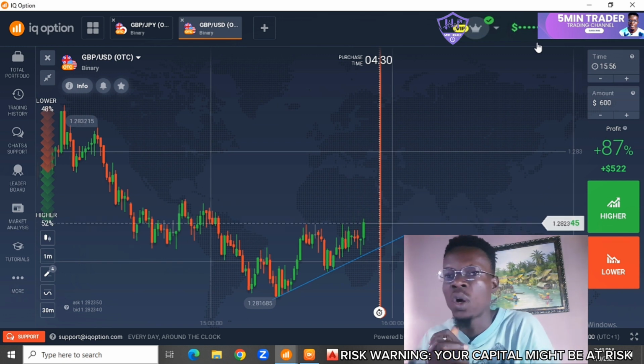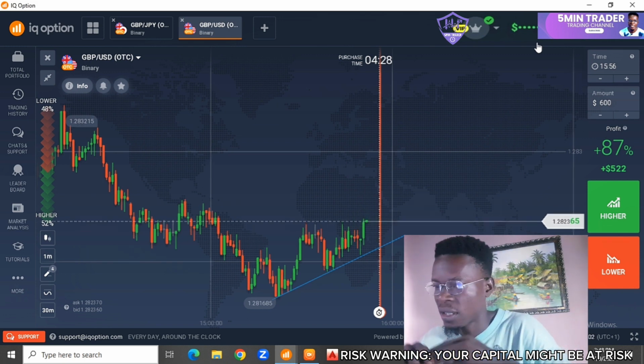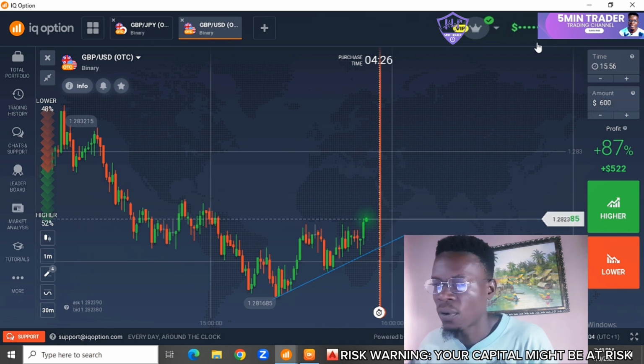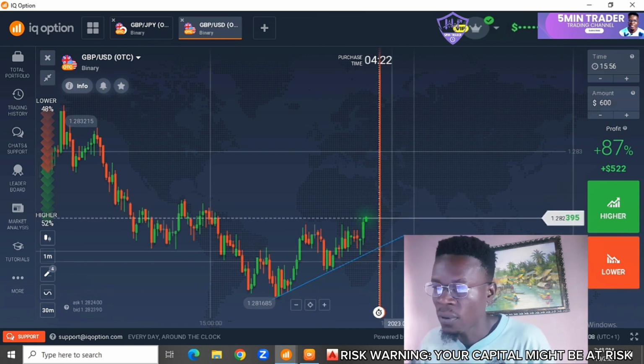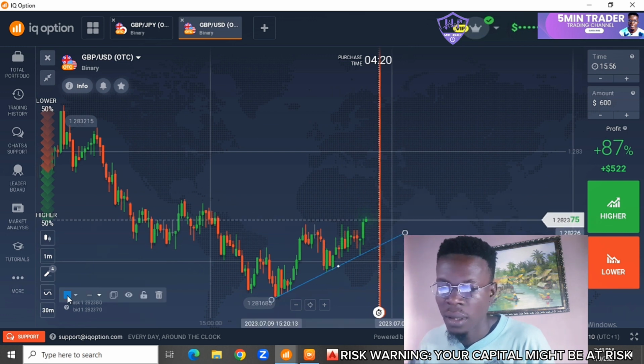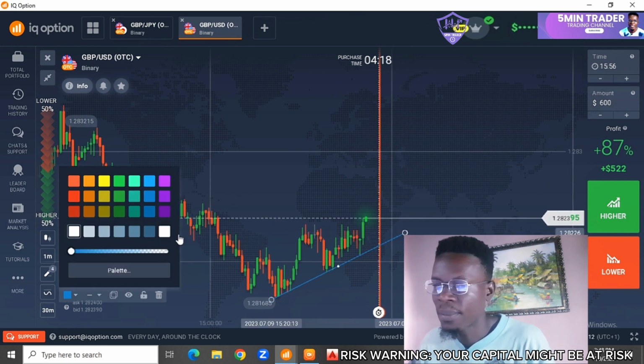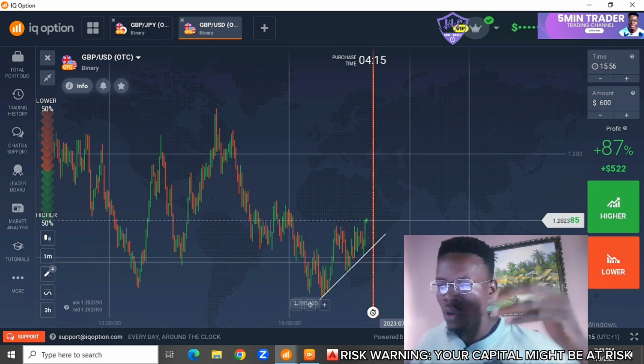So that being said, guys, we are going to wait for all of this to happen. We have to wait for a breakout from the zone. That is all we are going to wait for. So I will make this white so that it can be visible. So we are going to wait.